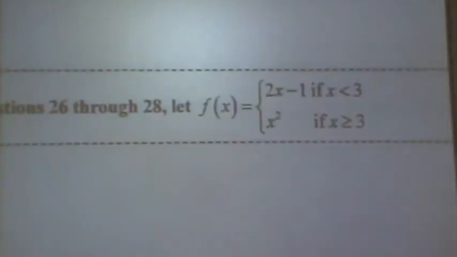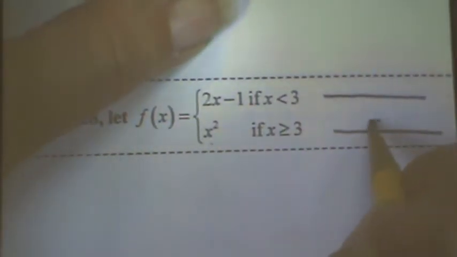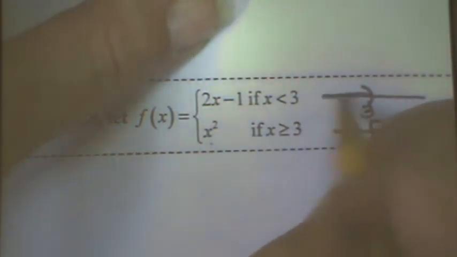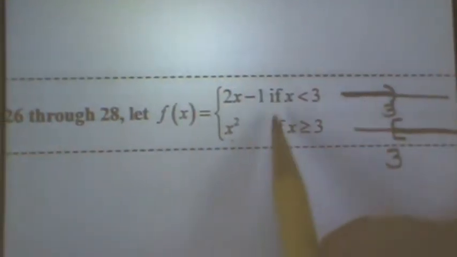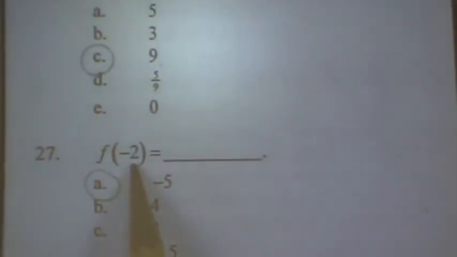Okay. 26. I'm asking you to plug 3 in. This is a piecewise function, but I only want to use 3 in which of these? I'd have to use the bottom one, because the domain for this one is from 3 to infinity, but this one is less than 3. So I'm not going to plug 3 into the top one because 3 is not in the domain. So it's 3 squared, which is 9. Same with 27. Negative 2 has to go into the top one. 2 times negative 2 is negative 4, minus 1 is negative 5.